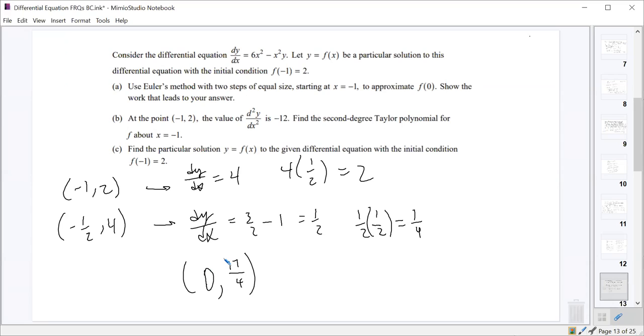Yep, x is 0 because I know how to write the right number. There we go, 0. Yeah, x is 0. Sorry about that.